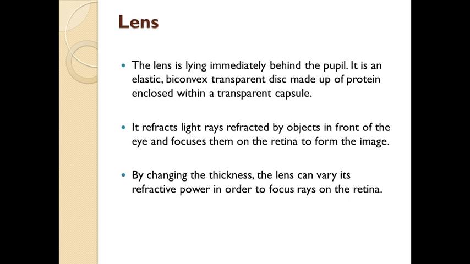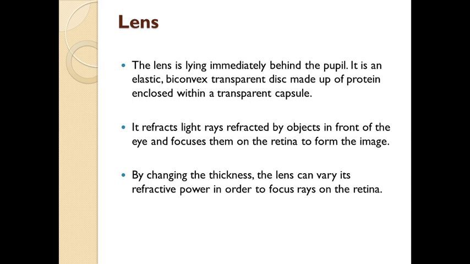The lens is lying immediately behind the pupil. It is an elastic, biconvex, transparent disc made up of protein enclosed within a transparent capsule. So they are the basic features of the lens. It refracts light rays reflected by objects in front of the eye and focuses them on the retina to form the image. So when we consider the eye, the lens is the main agent of refraction, and it is supported by the cornea, aqueous humor and conjunctiva.